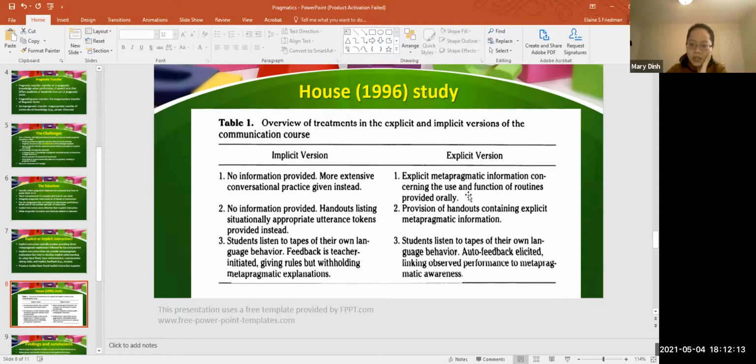So explicit version with explicit meta-pragmatic information concerning the use and the function of routine provided orally. Provision of handout containing explicit meta-pragmatic information. Students listen to tape of their own language behavior and auto-feedback elicited, linking observed performance to meta-pragmatic awareness.